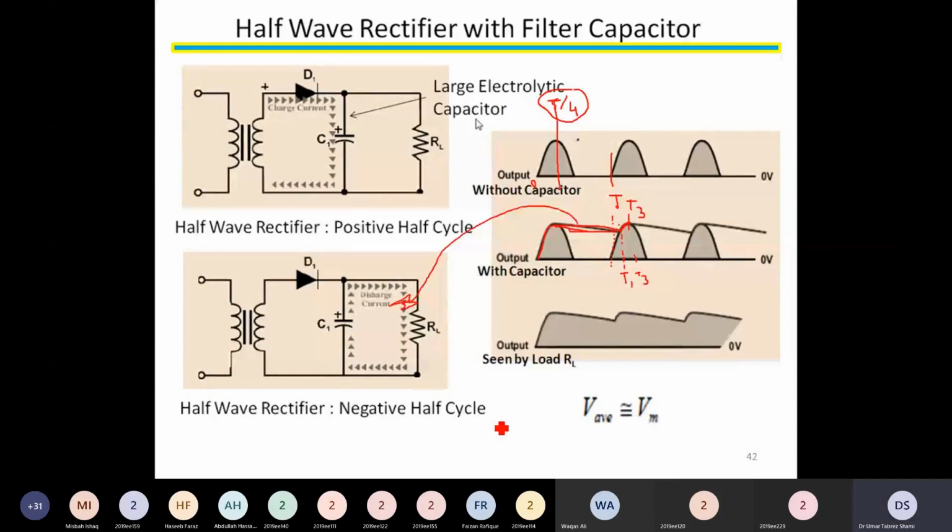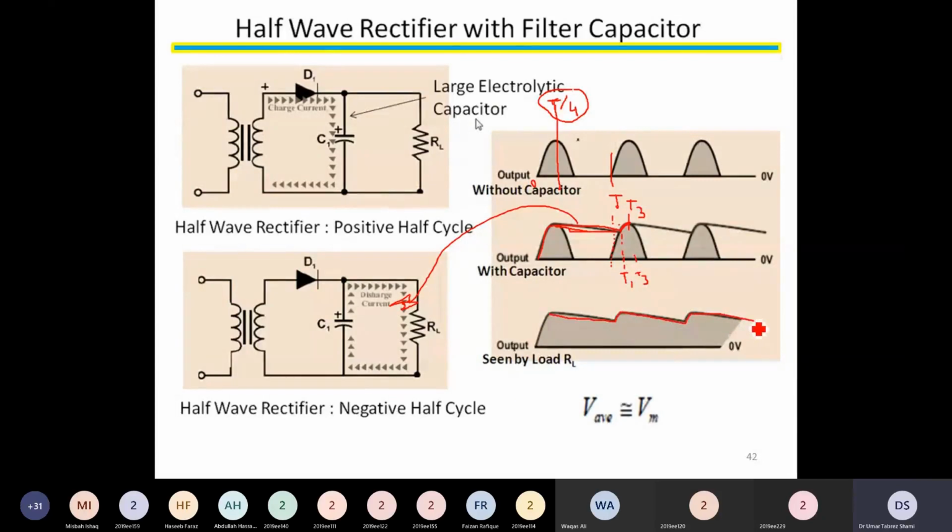So when the capacitor charges, the voltage across the capacitor rises, and when the capacitor discharges, the voltage across the capacitor also decreases. And the net output voltage as seen by RL will look like this. This is the output voltage as observed by the load RL.